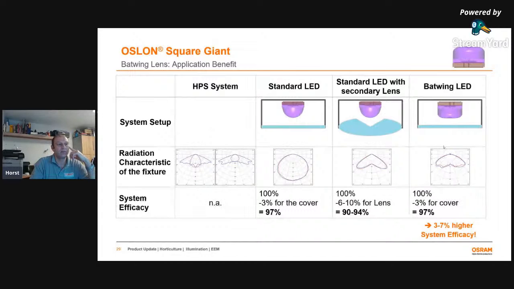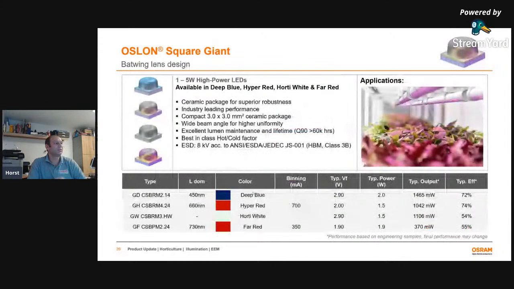So therefore, we launched this product, and it's still on the same platform. So for the whole OSRAM family, we have the same footprint, so the customer can change between them. You can see here all the parts we have, from the 450, 660, 730 nanometers.